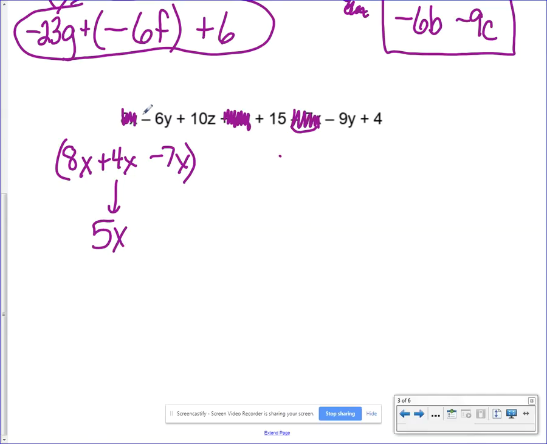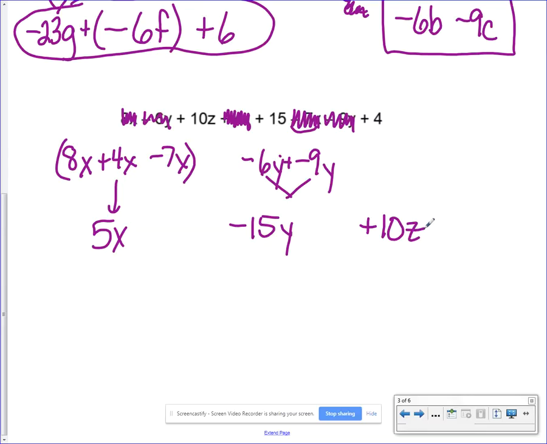Let's tackle the y's. I have a minus 6y and a minus 9y. Think of that as negative 6 and negative 9. Or if you like, thinking of subtracting means adding the opposite. That would be negative 6y plus negative 9y. Combine. I have a z. He has no other z's. So my plus 10z is just going to come on down. We didn't have to do any combining.